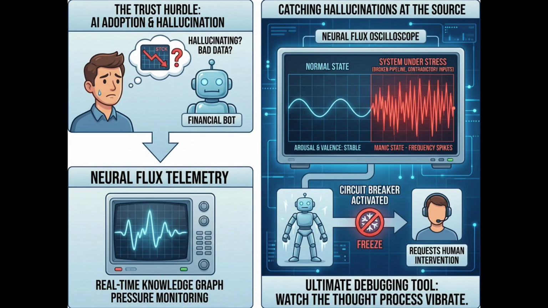When the system is under stress, say, the data pipeline breaks or the inputs are contradictory, you see these frequency spikes. The waves get erratic. We can detect if the agent is entering a manic state before it acts. We are catching hallucination vectors at the source. This allows us to implement circuit breakers. If the flux exceeds a safety threshold, the agent freezes and requests human intervention. This is the ultimate debugging tool. Don't wait for the wrong answer. Watch the thought process vibrate.